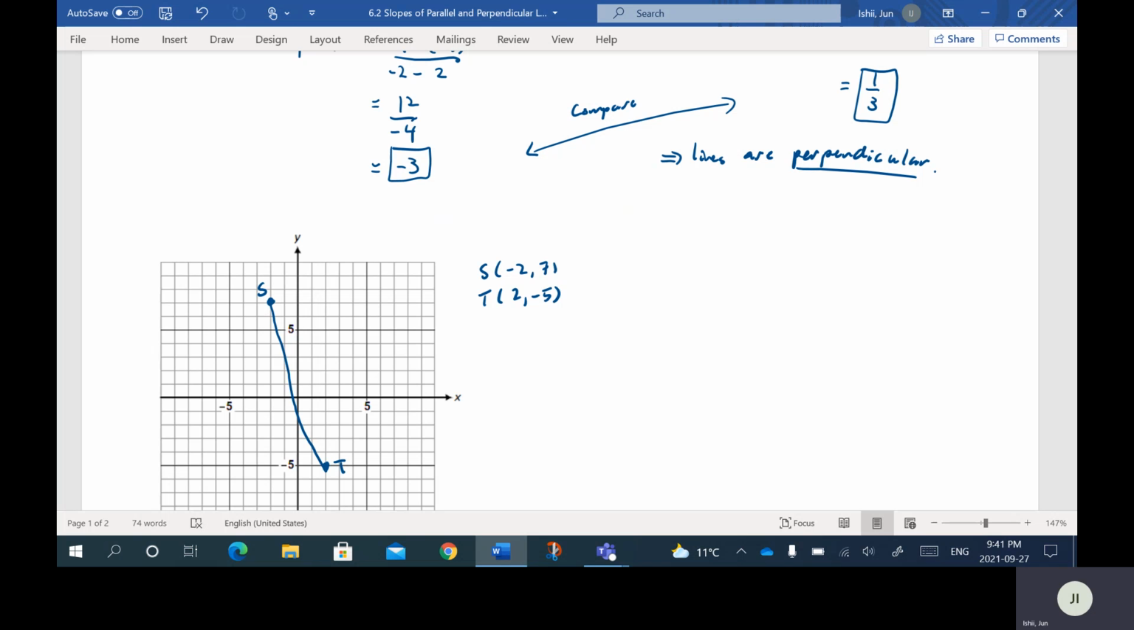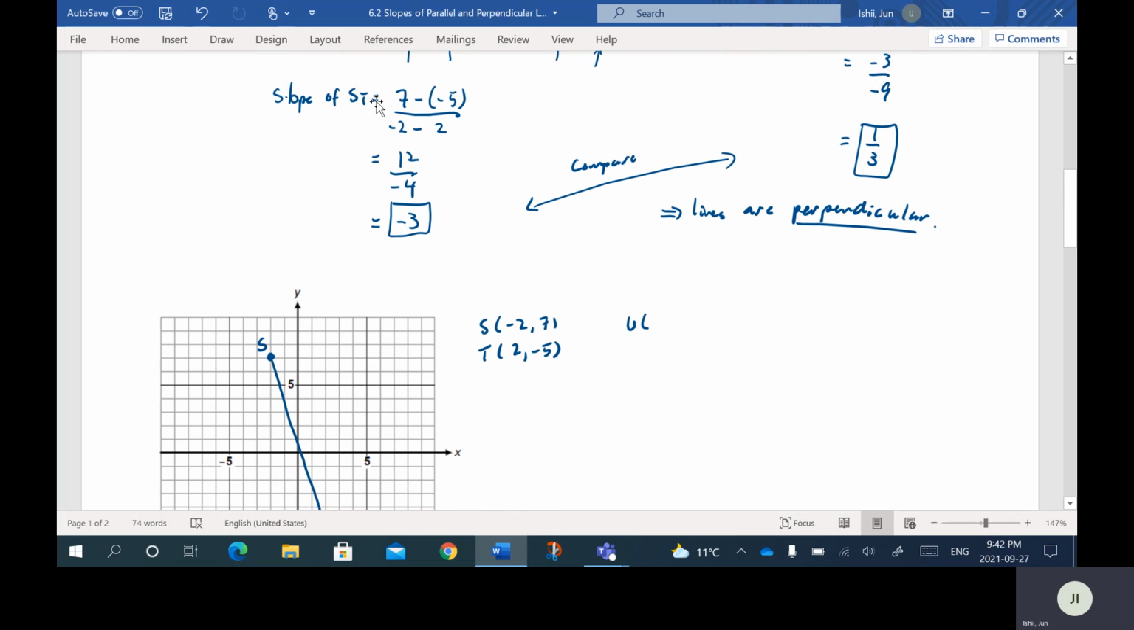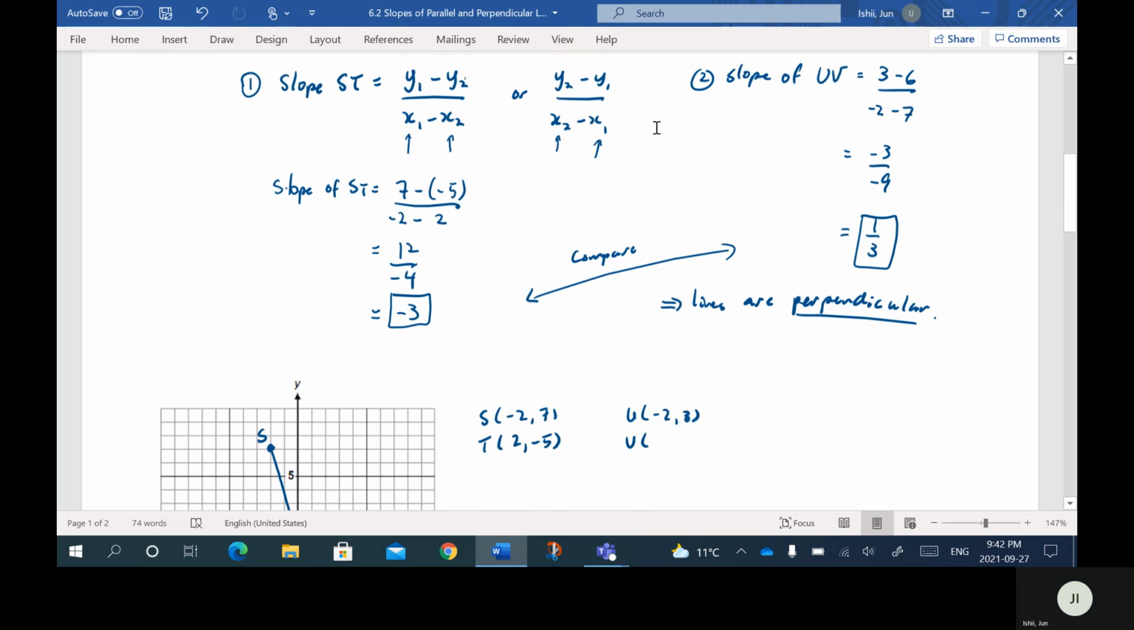Just to be in a straight line. Anyways, I think that one's a little better. All right, so there's ST, and the point U is negative 2, 3, and V was 7, 6.